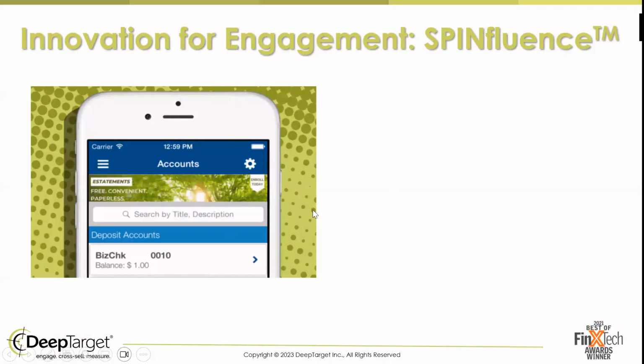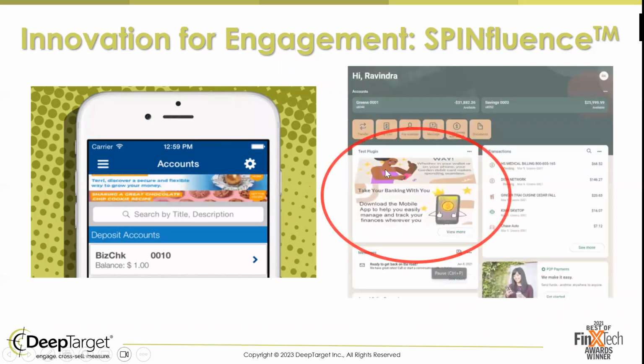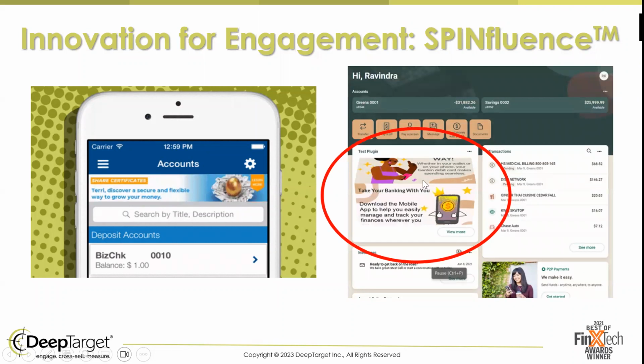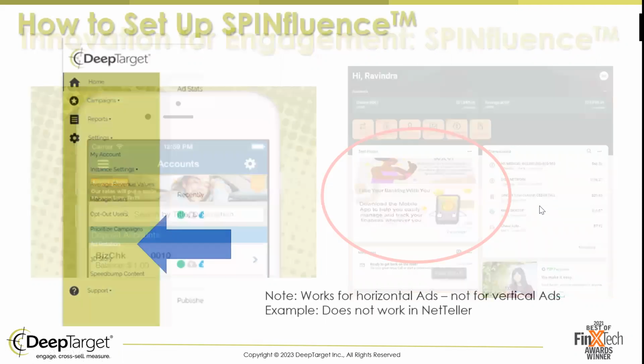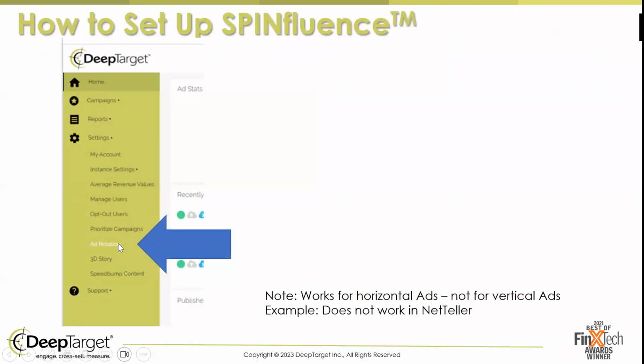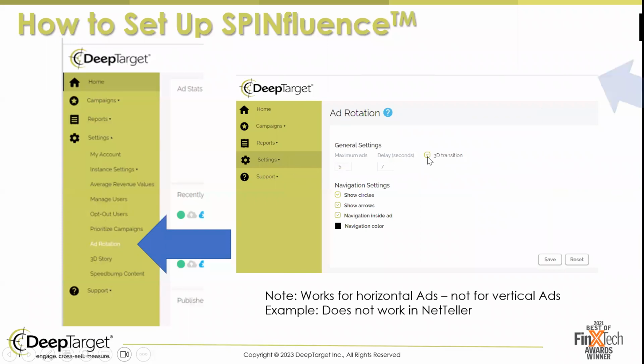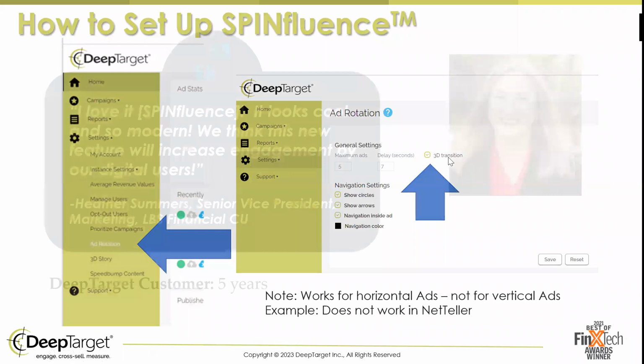Remember Spinfluence. You can turn Spinfluence on in your mobile apps and any horizontal ads in your online banking. So you can give a whole new look. This is a rendition of what would happen in Banno. It's not flipping, but it would do that as well inside the other online products. And then you can turn that on under ad rotation by just flipping this little switch here to 3D transition. Okay.